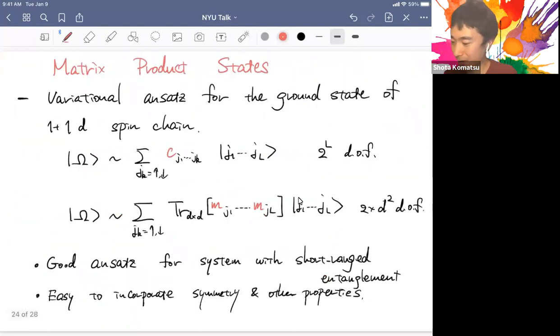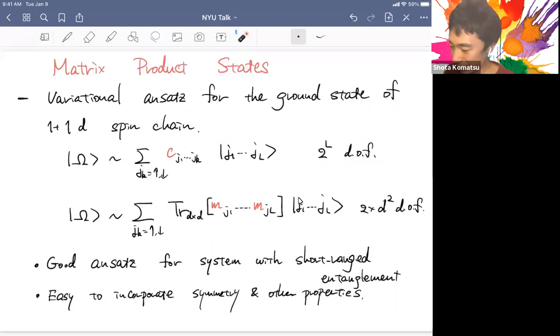So let me just explain what a matrix product state is, in case people are not familiar. The matrix product state is typically used as a variational ansatz for the ground state of a 1+1 dimensional spin chain. Let's say we want to construct the ground state of an up-down spin chain. The most straightforward but not efficient way is to set these coefficients free and then try to find the minimum of the Hamiltonian. But of course, this is quite inefficient because there are 2 to the L degrees of freedom if you consider a spin chain of length L.